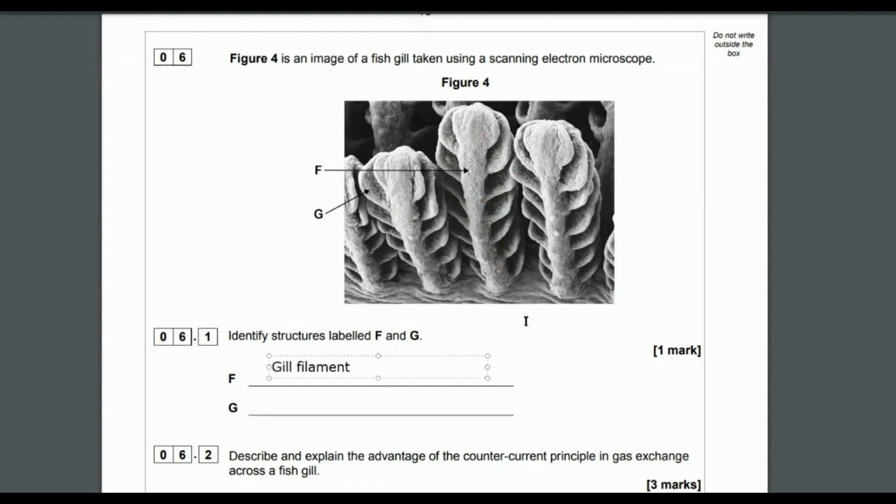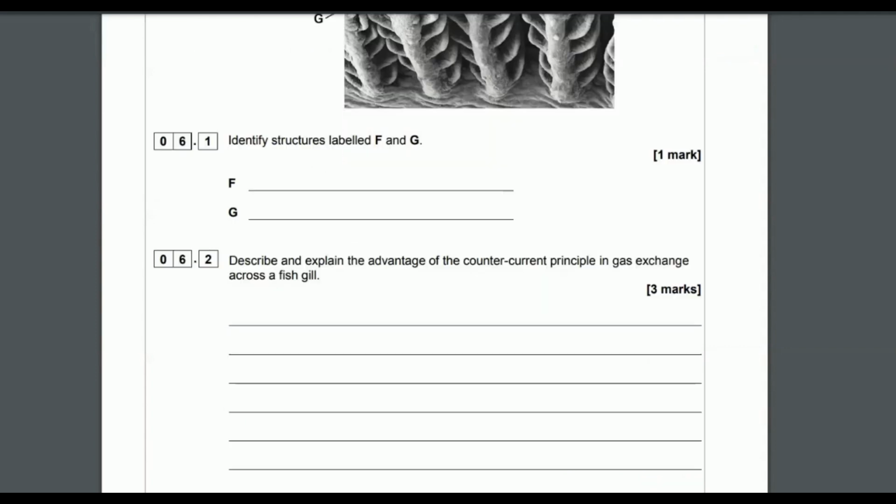So F is gill filament. A common mistake is gill arch. The gill arch is below, down here at the bottom of them, holding all the filaments off of. And G, these stacks are known as lamellae. You can call them gill lamellae. Now you need both answers for 1 mark for this one, so it's a bit of a brutal.